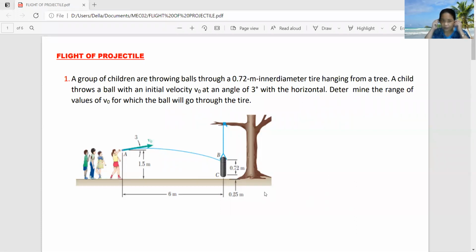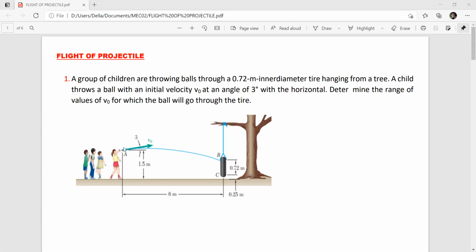Good evening. So here is another example of flight of projectile. How to solve the flight of projectile. So let me start at number 1. A group of children are throwing balls to a 0.72 inner diameter tire hanging from a tree. So a child throws a ball with an initial velocity at an angle of 3 degrees with the horizontal. Determine the range of values of initial velocity for which the ball will go through the tire.